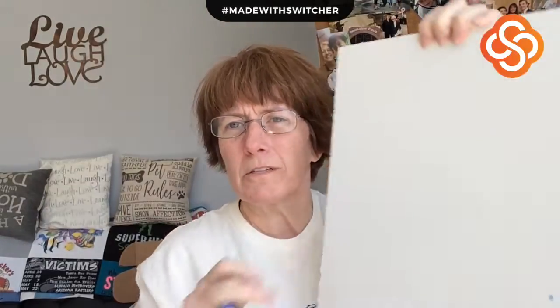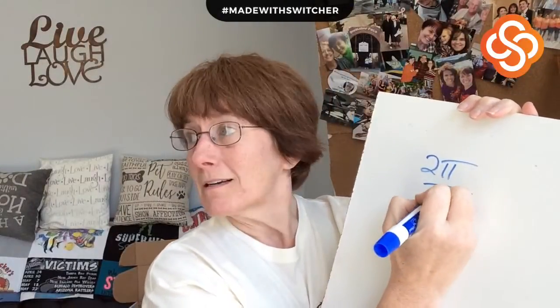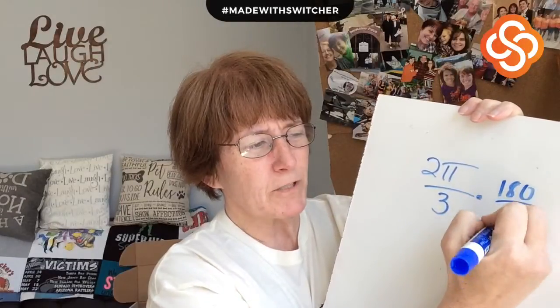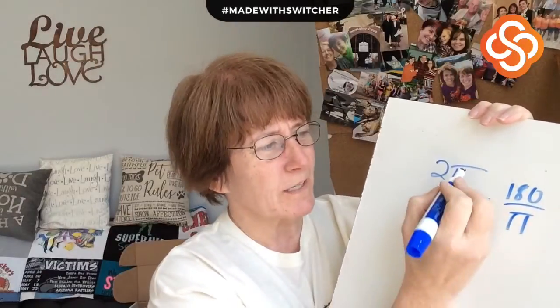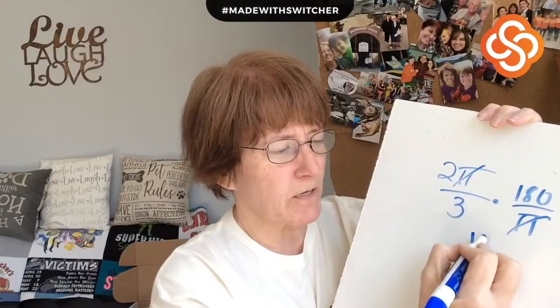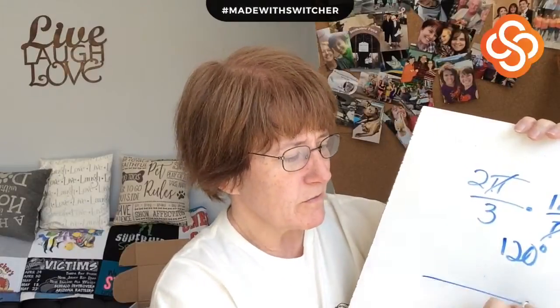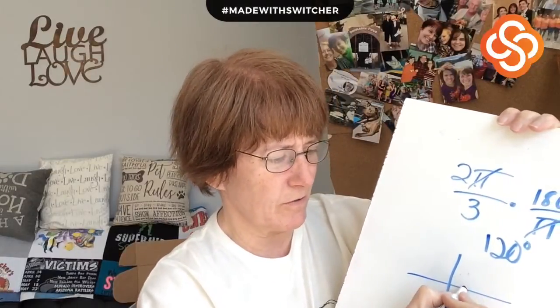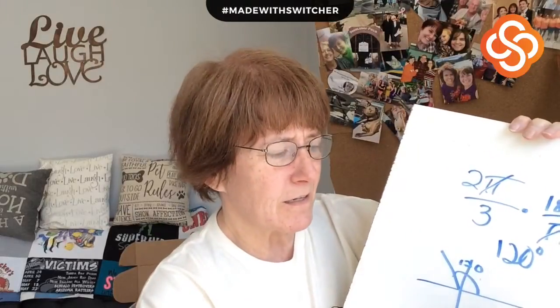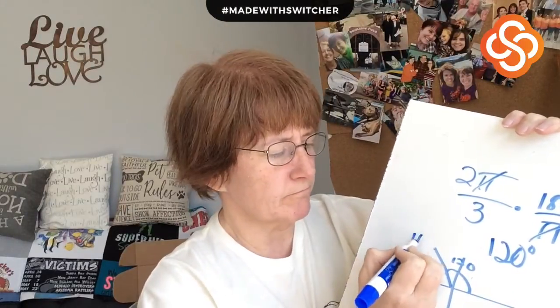If you do not like radians, it's a little early in this unit to decide that. You could turn that 2 pi over 3 into degrees by multiplying by 180 over pi. So we're going to cancel that out. 3 goes into 180 60 times, so that's going to be 120 degrees. So 120 degrees is going to go counterclockwise, and then we are in quadrant 2.